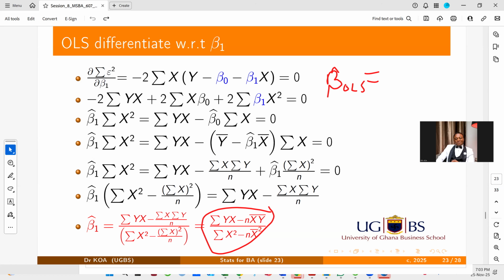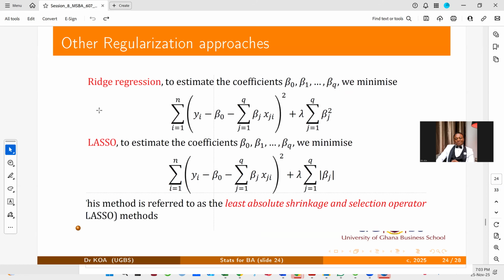But there's another approach you can use to solve this, not only OLS. There's another approach called regularization approaches. They are very good if you want to deal with non-linear situations, or if you want to handle multicollinearity. We'll look at multicollinearity. In fact, we've already mentioned it, but we'll look at it deeply very soon.